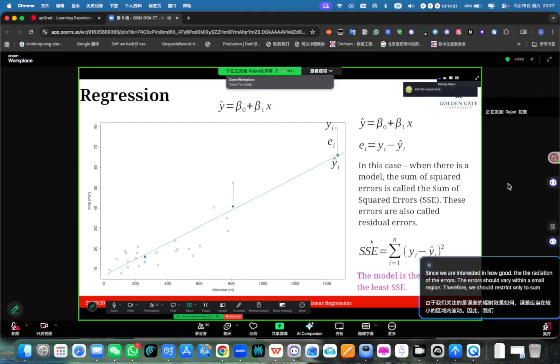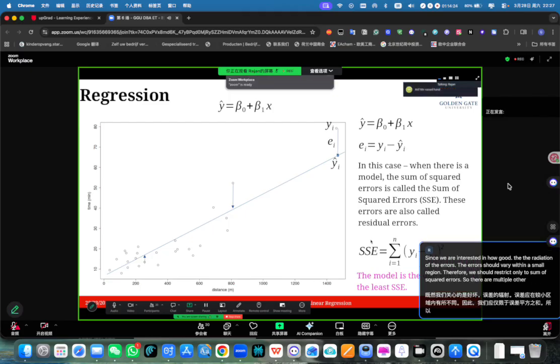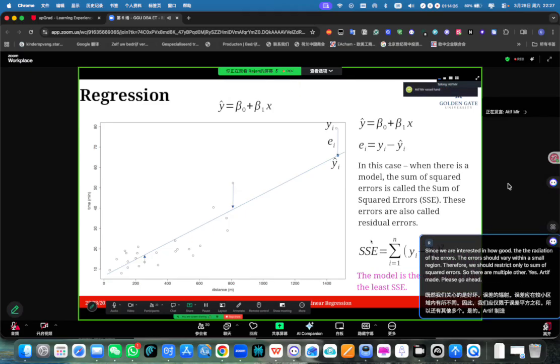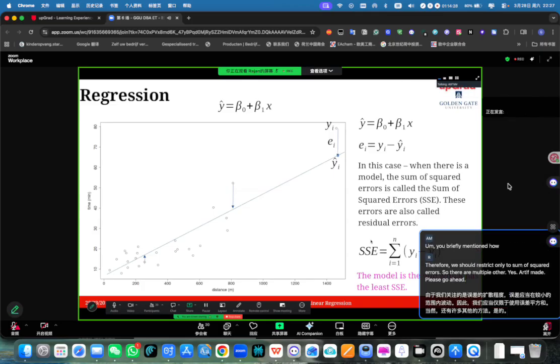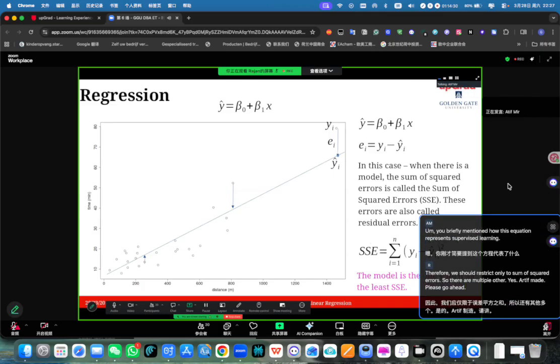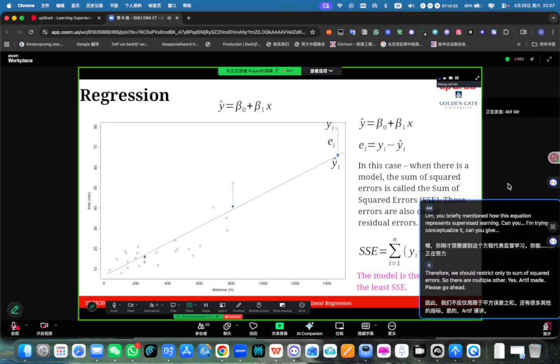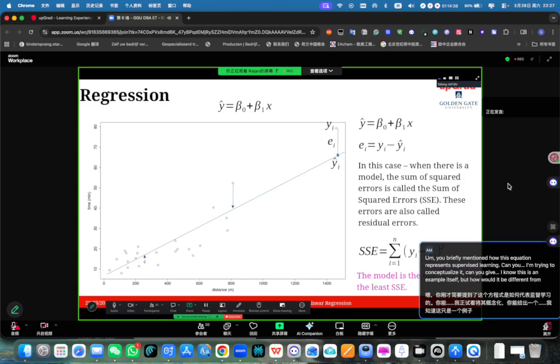So there are multiple other. Yes, Atif Mir, please go ahead. You briefly mentioned how this equation represents supervised learning. I'm trying to conceptualize it. I know this is an example itself, but how would it be different from unsupervised? Maybe that will help me understand better.